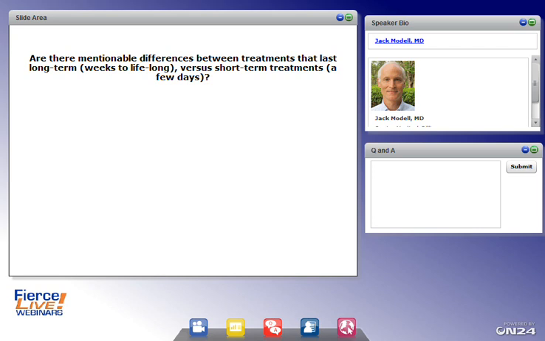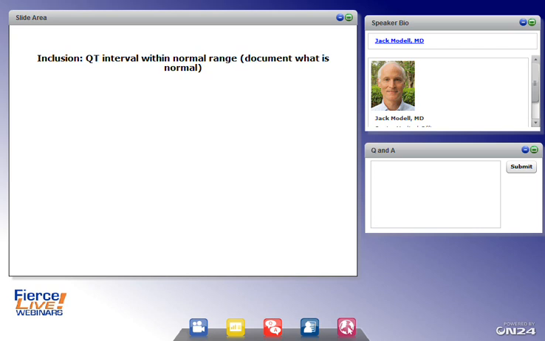Let's see, how can I scroll through these? There's a QT question. All right. Okay, inclusion: QT interval within normal range. Document what is normal. Yeah, that's actually a good point. Okay, we're showing the questions now, not the slides, but that's okay.